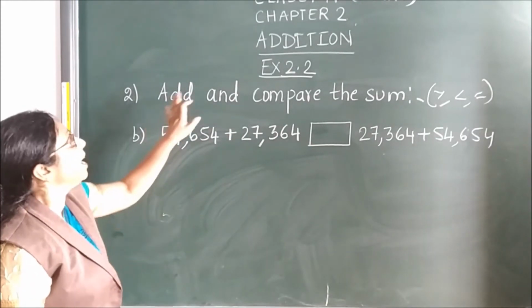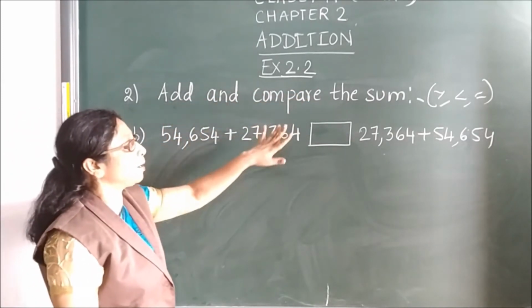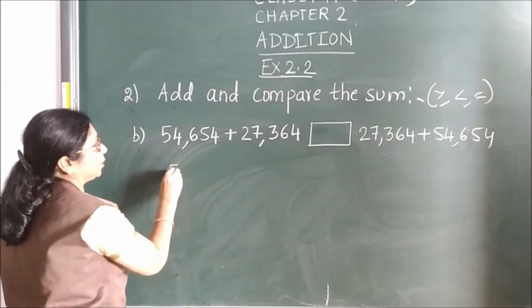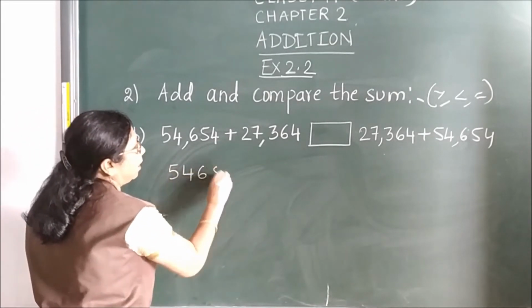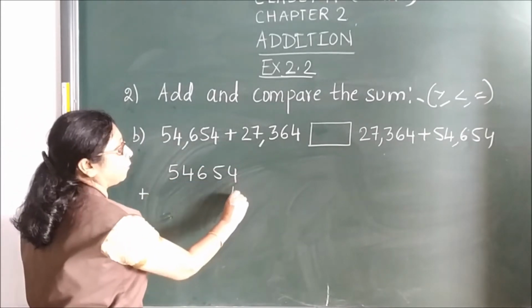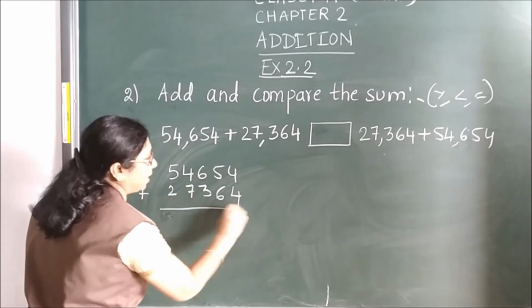Here also we will put equal to sign. Now let's see exercise 2.2. Second question, add and compare the sum. Okay, method will be same. First we'll write the number, then put addition sign and then write the next number from the right and move to the left. Okay, then add.